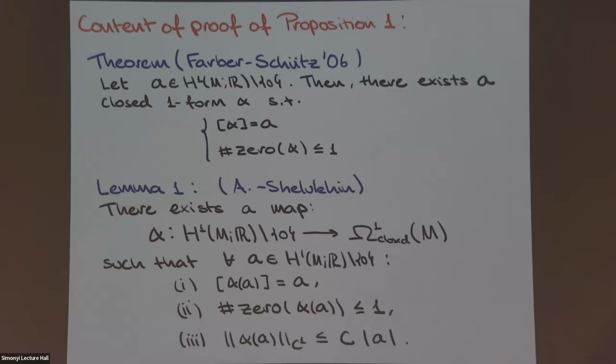So what we show is that, I mean, H^1 is just some real vector space, so we can fix some norm on it. And what we show is that there exists a constant C such that we can pick this representative from the Farber-Schütz theorem, but with its C1 norm controlled by the norm of the class, with this uniform C. Does that make sense?